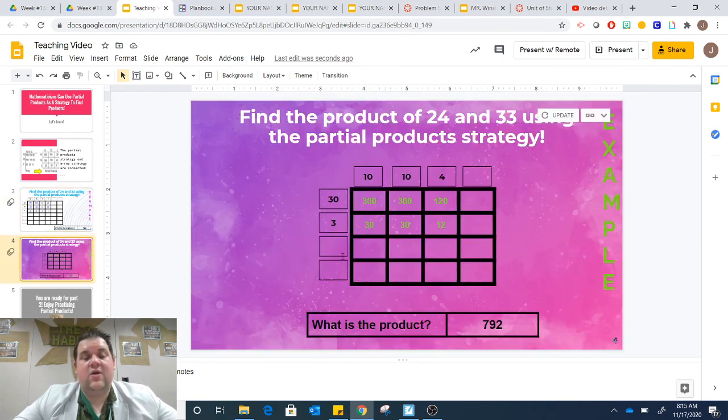The second or the third part that you'll be working on is really to help you become more efficient as a mathematician.